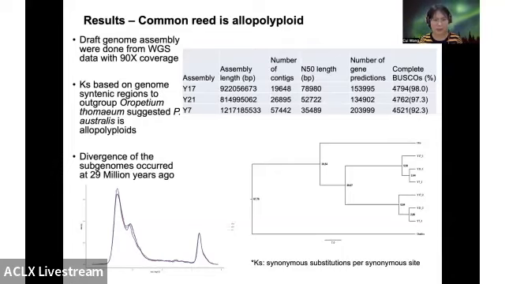To understand the divergence of the subgenomes, we took the genes that are single copy in Oropetium and Oryza sativa, these outgroup species, but are duplicated in Phragmites. So these subgenomes diverged at 29 million years ago.